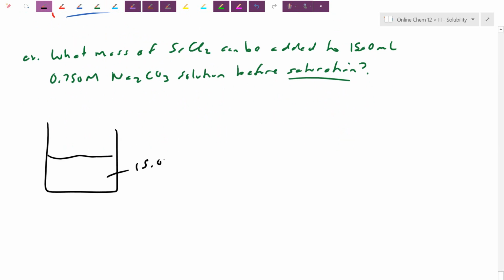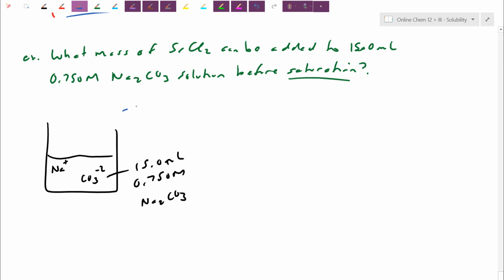Currently, I have 15 milliliters. The concentration is 0.750 molar, and we're talking sodium carbonate. Now this one here, sodium salt, is going to be fully soluble. Even though I label it Na2CO3, I think of it as Na+ ions swimming around by themselves, and CO3 2- ions swimming around by themselves.